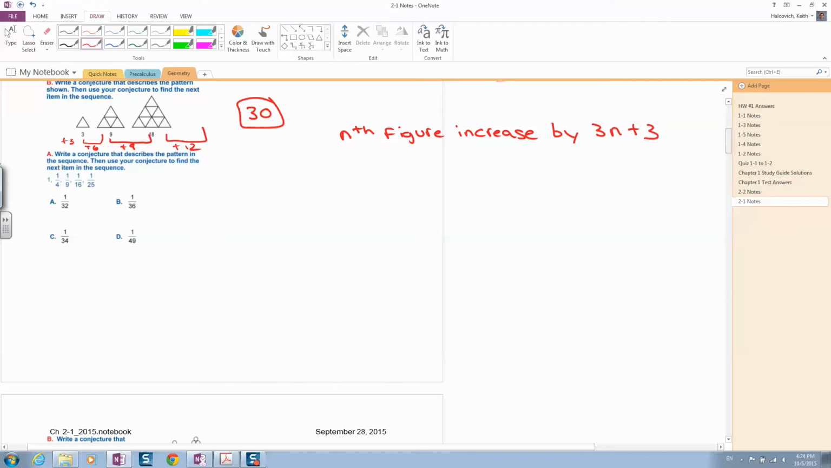So now part A says write a conjecture that describes the pattern in the sequence. Then use your conjecture to find the next pattern. Well, notice the next term is equal to 1 over n squared, where n is the next term. So notice for the sixth term, you would go 1 over 6 squared, which is 1 over 36. So therefore it is B.